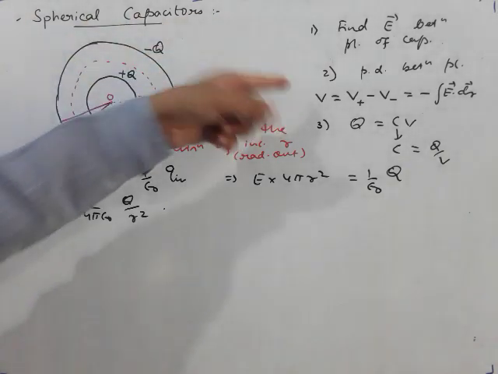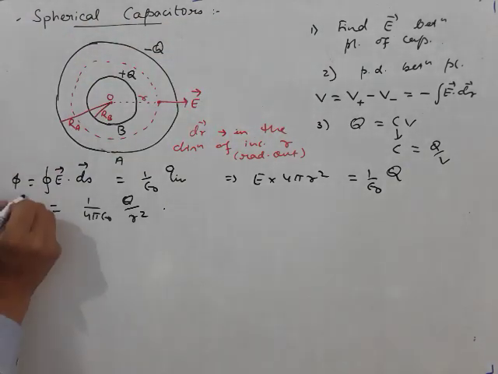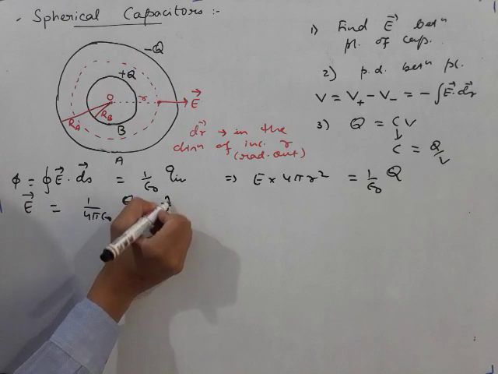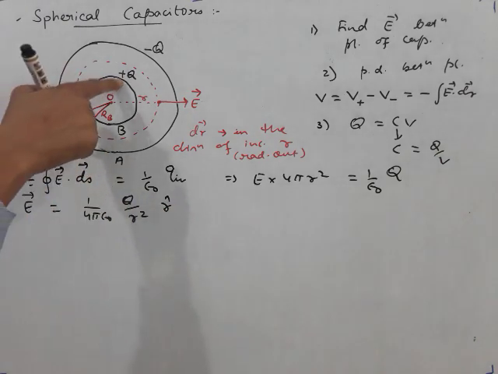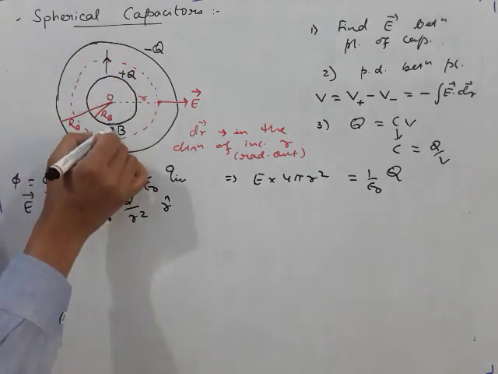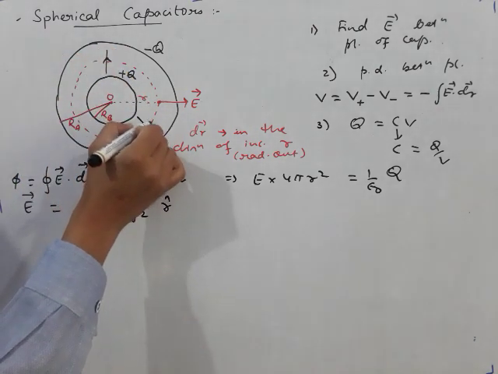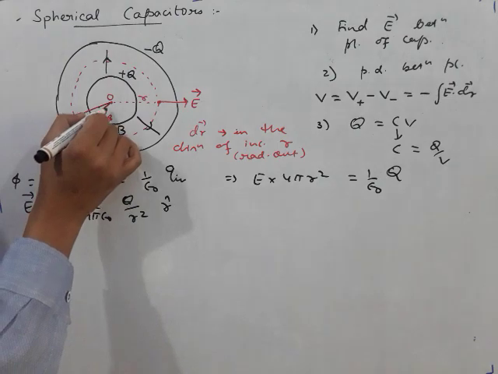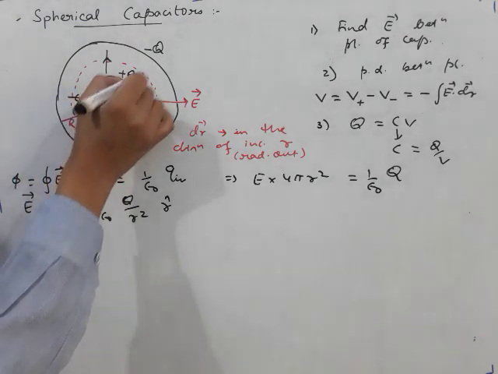Our step 1 is completed. And what about its direction? Radially outward. Since it is positive charge, it will be radially outward. So these are the directions of the electric field, like so, radially outward.